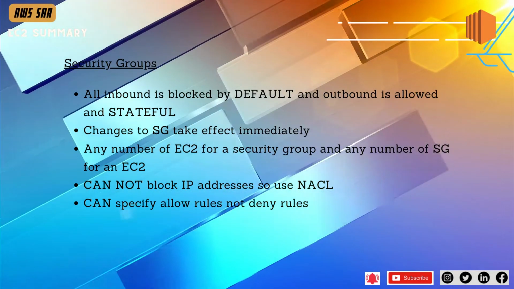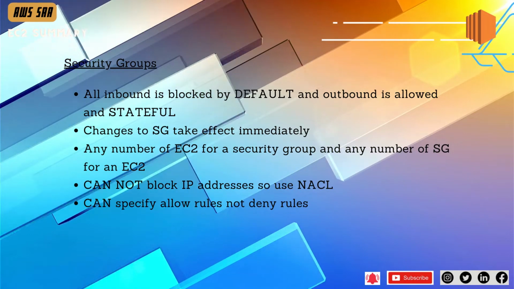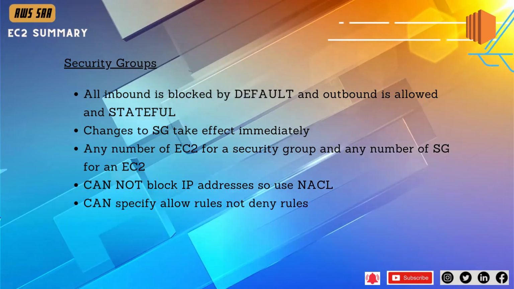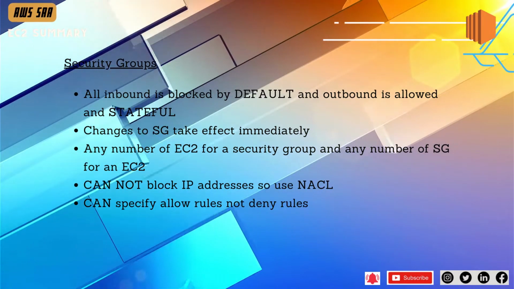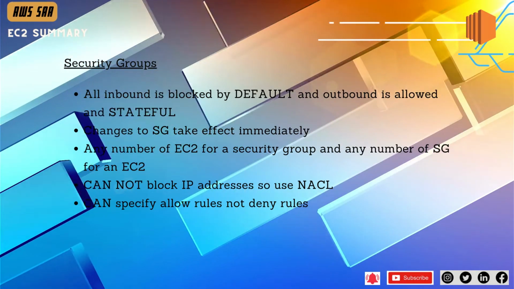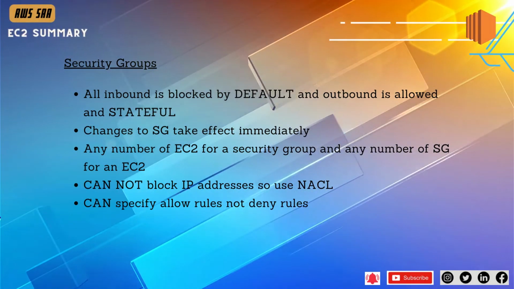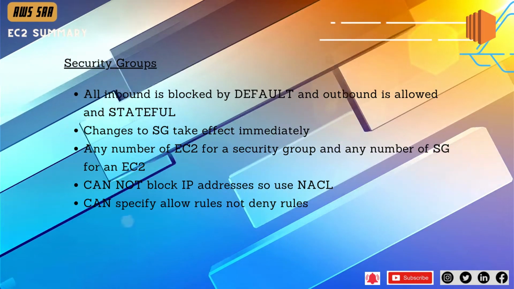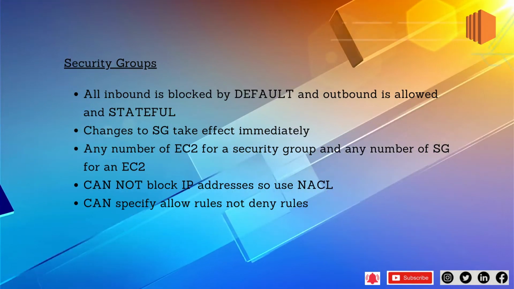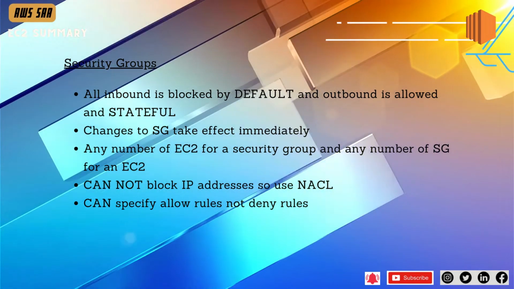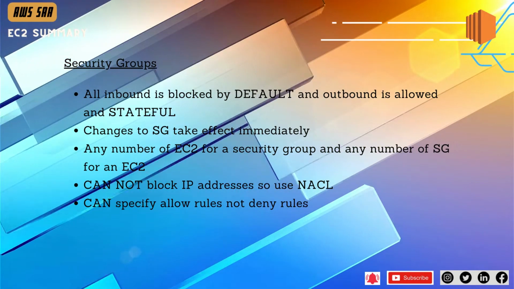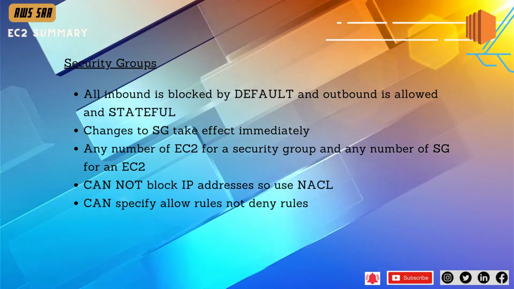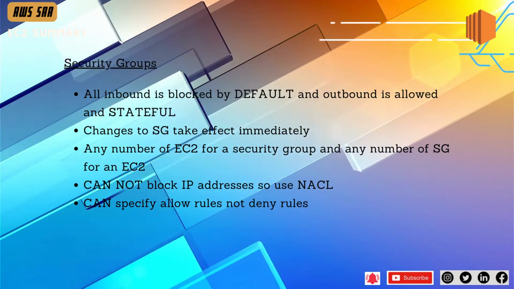Security groups, all inbound is blocked by default, so you need to turn them on manually, and outbound is allowed and it is stateful. Changes to security groups take effect immediately, and any number of EC2s can be added to a security group, and any number of security groups can be added to an EC2. You cannot block IP addresses using security groups. You need to use NACLs for those, and you can specify allow rules but cannot deny rules because it's stateful.